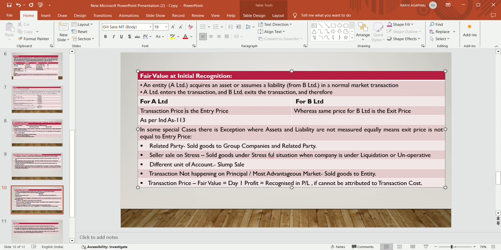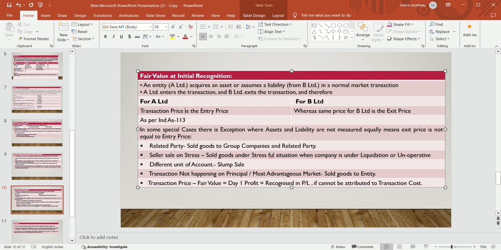As we know, fair value is the exit price. For one it is an exit price, so for another entity to enter into the transaction, for them it is the entry price. For one it is a liability, so for another it is an asset. For one the fair value as per Ind AS is the exit price, for another it is an entry price. So entry price must be equal to exit price as per Ind AS 113.